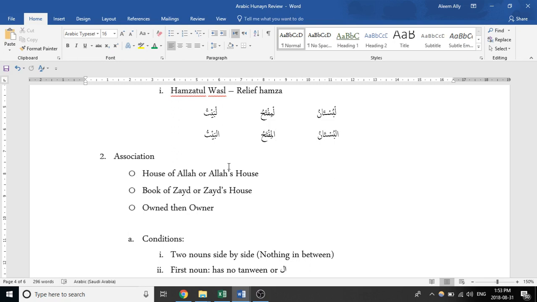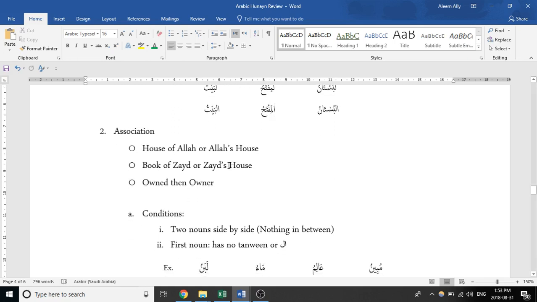House there is becoming something definite because we know exactly what is being owned. We know which house Allah owns. It's the house of Allah. We know that it belongs to Him. It's now something specific, not general. It's not a house of Allah, it's the house of Allah. That comes about because of the association relationship between the two nouns.